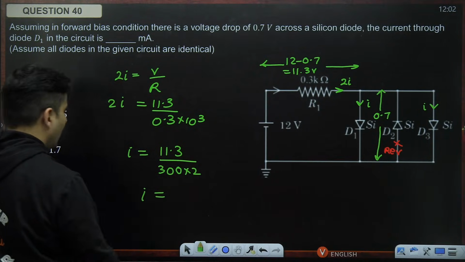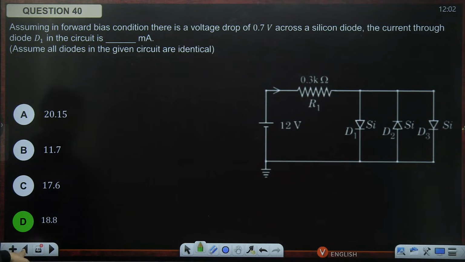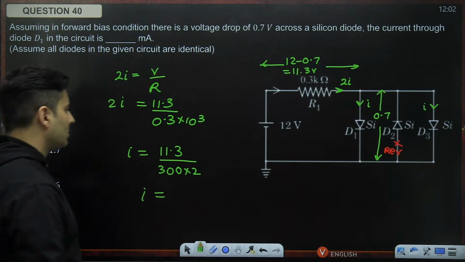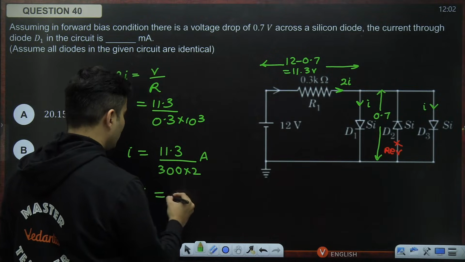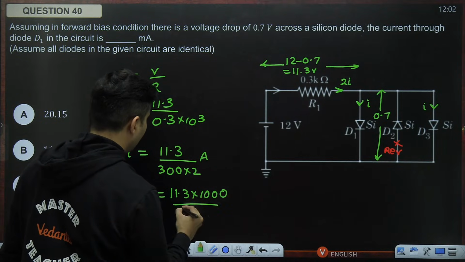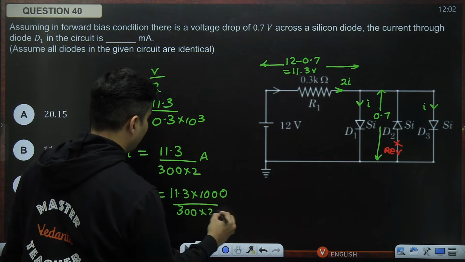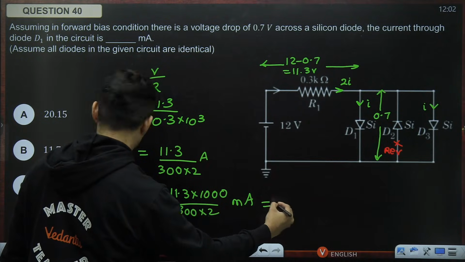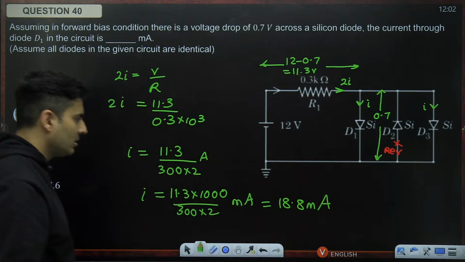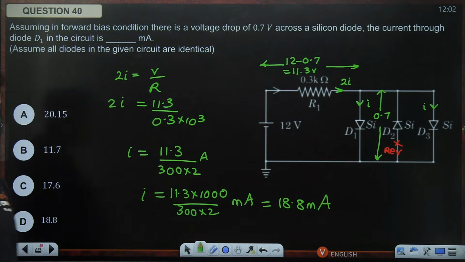So that many amperes. So just check it out if you are getting it as 18.8 in milliamperes. So this was in amperes. So 11.3 multiplied by 1000 divided by 300 multiplied by 2. This will be milliamperes. So you should get it as 18.8 milliamperes. Just check it out. Okay, that's all.